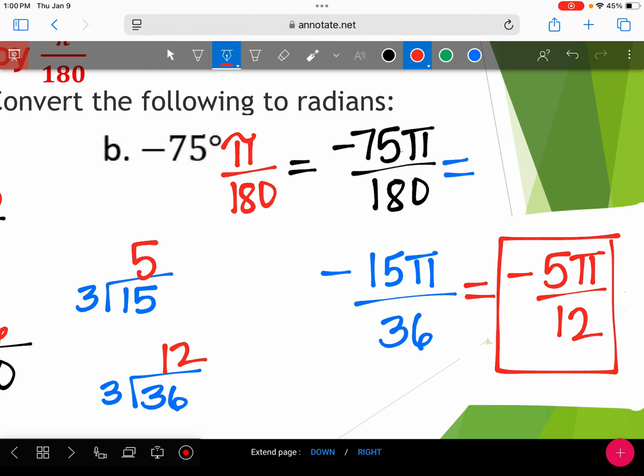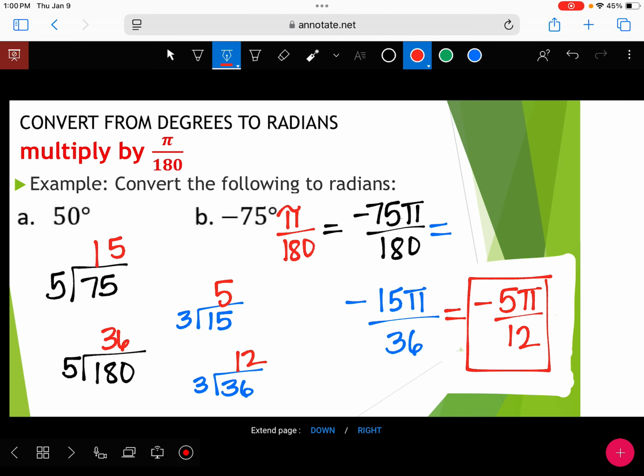So make sure you have this in your notes, this part right here, because this is how you go from degrees to radians. This is what you do. You have to multiply it by pi over 180. All right, let's do one more.